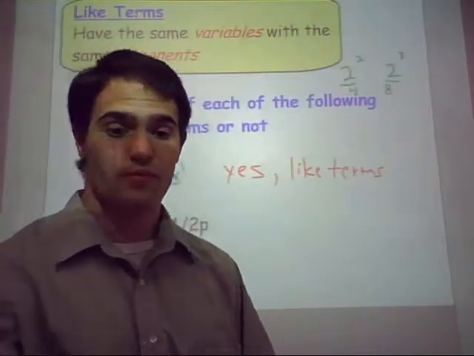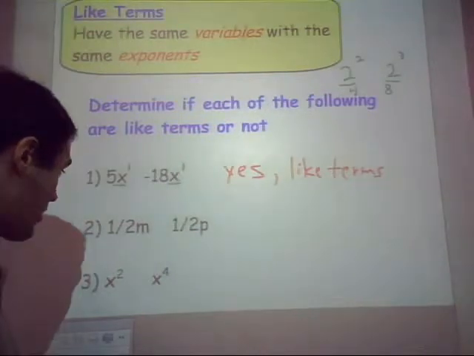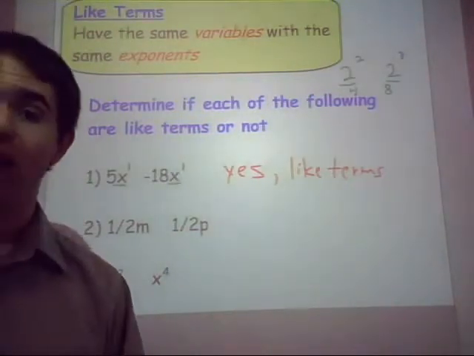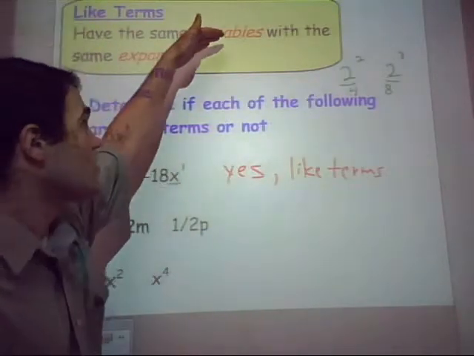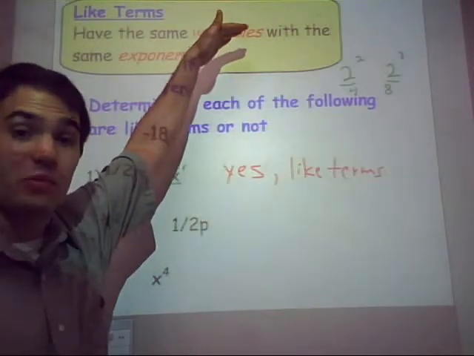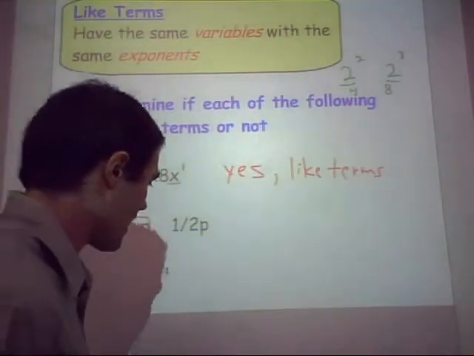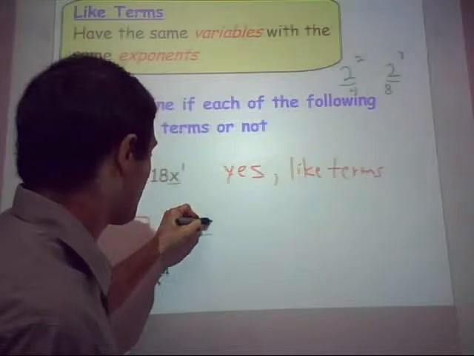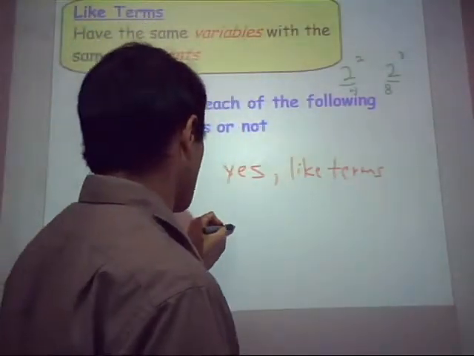Let's look at number 2. We have 1/2 m and we have 1/2 p. First question we ask, are these the same variable? Do we have the same letter? We have m and we have p. Of course, these are not the same. So no, these are not like terms.